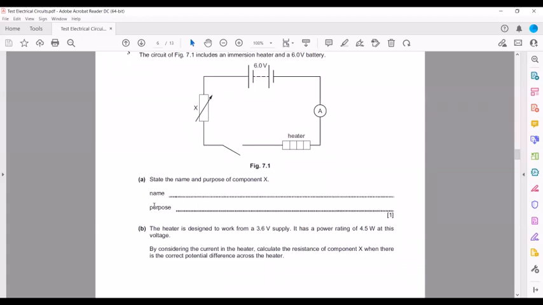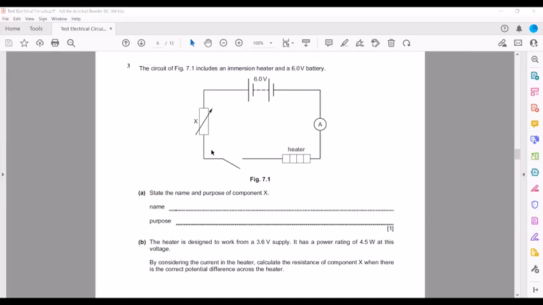The heater is designed to work at 3.6 volts. So the heater will work when the voltage across the heater is 3.6 volts, and it has a power of 4.5 watts. So the power of the heater is equal to 4.5 watts.